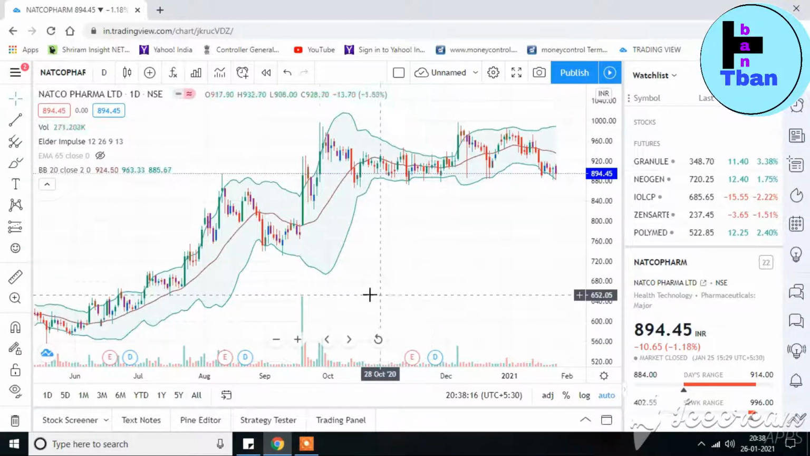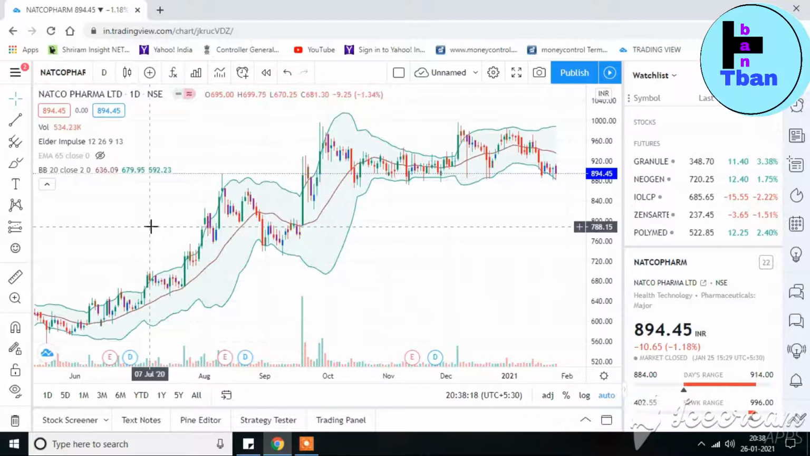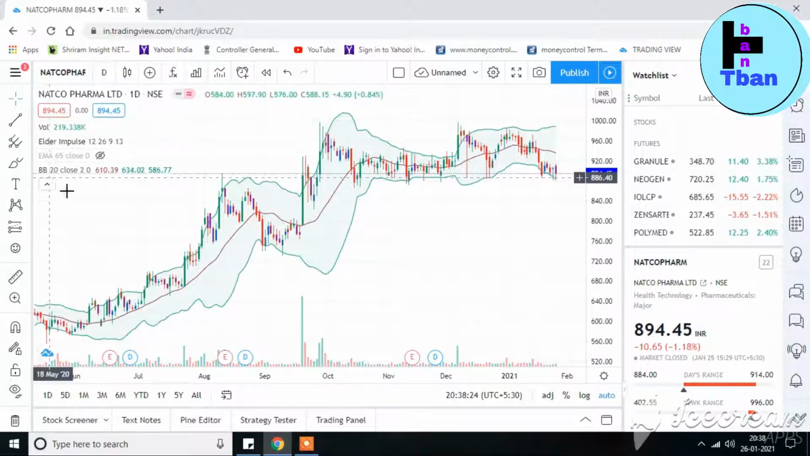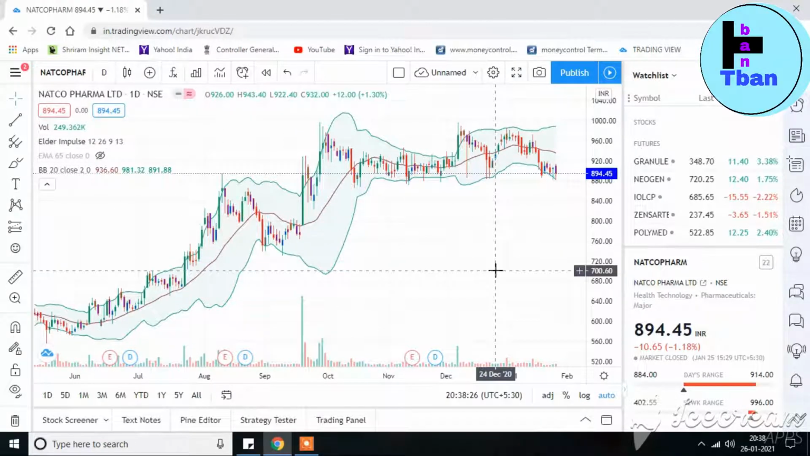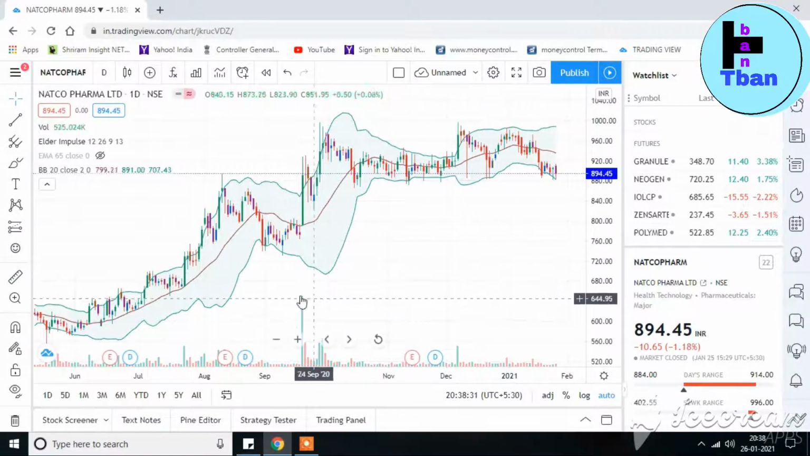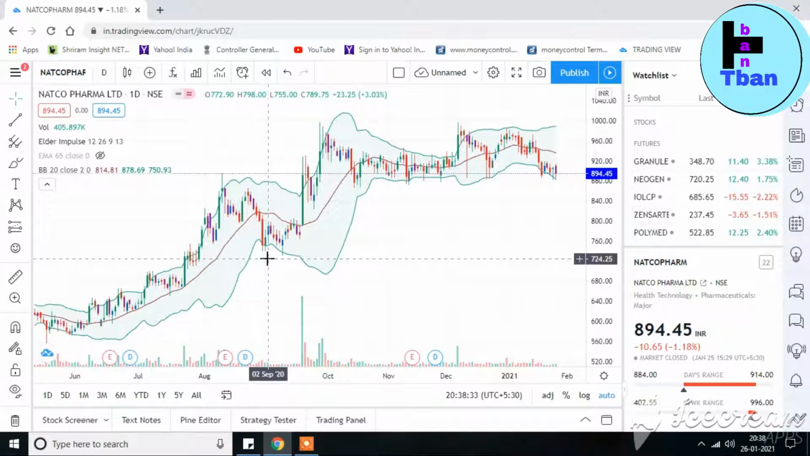Dear friends, today I am showing you how to trade with the help of the Elder Impulse System plus Bollinger Bands. It is a very simple strategy, and if you follow this strategy, then you can get sure success for each and every trade.